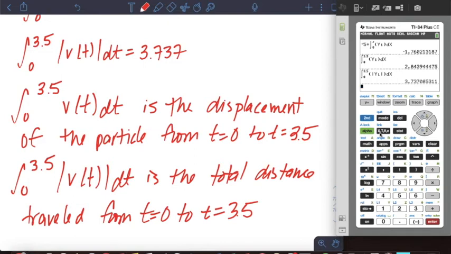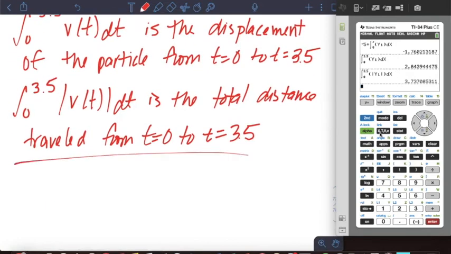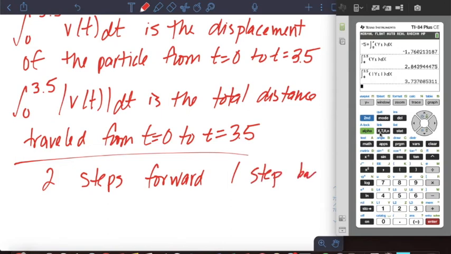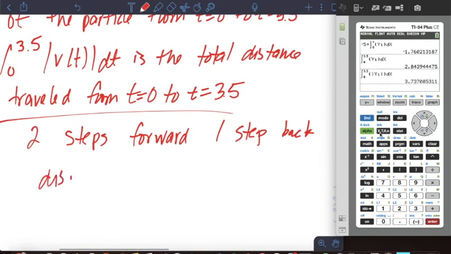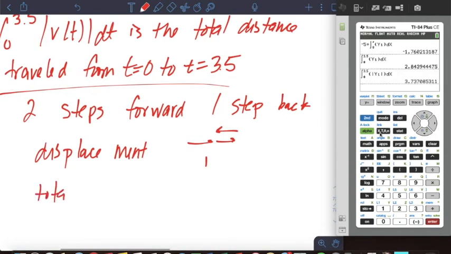It's kind of like that phrase, 2 steps forward, 1 step back. So 2 steps forward, 1 step back. The displacement here, if I went 2 forward and then 1 back, my displacement is only 1, but my total distance would be 3 because I went a total distance of 3 steps. Okay, hopefully that makes a little more sense between displacement and total distance.